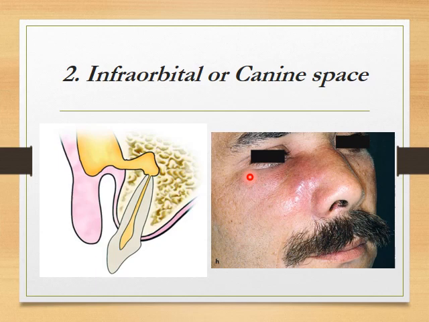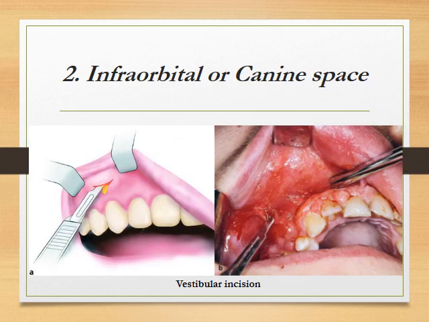What is the surgical approach? Also the vestibular incision. As I say, I will make an incision intraorally, inside the mouth, incision here, and insertion of the drain and fastening the drain with a suture. This is the vestibular incision.